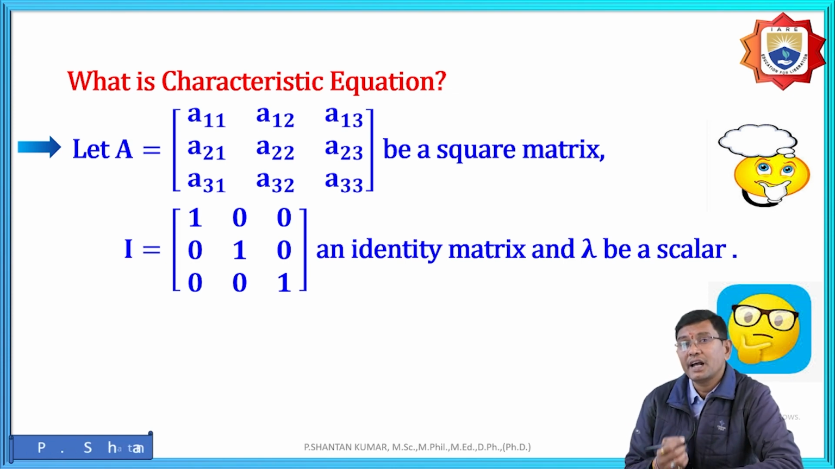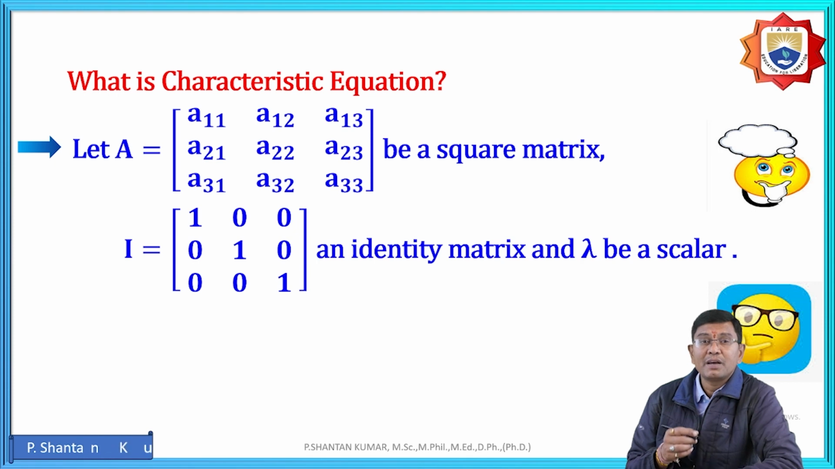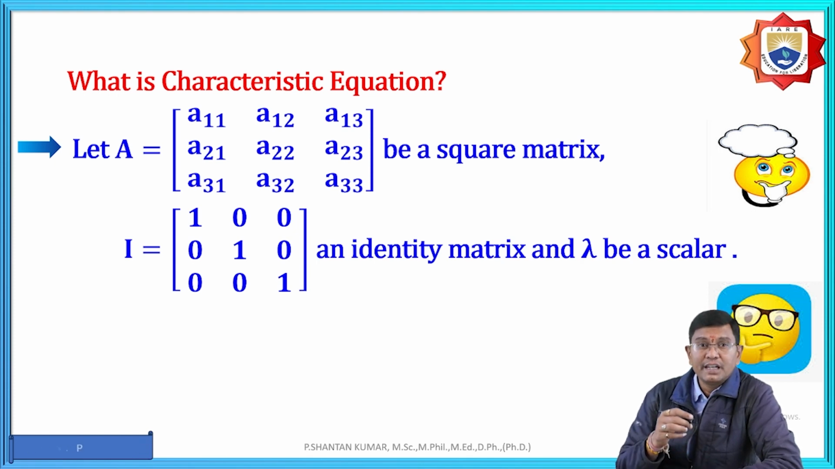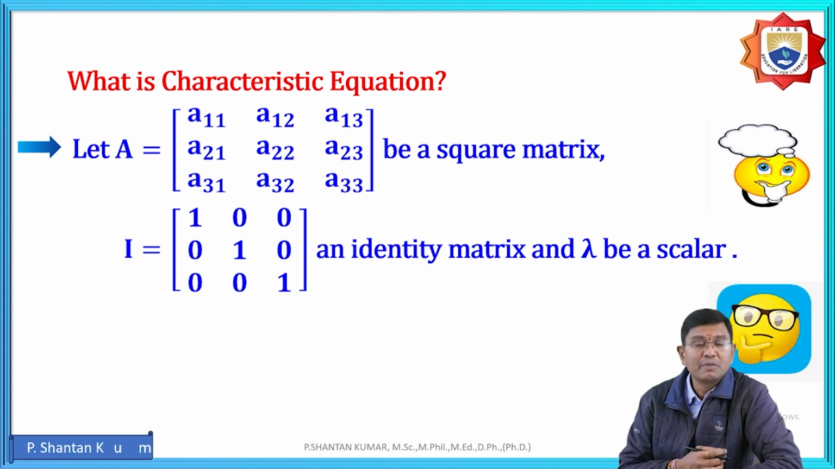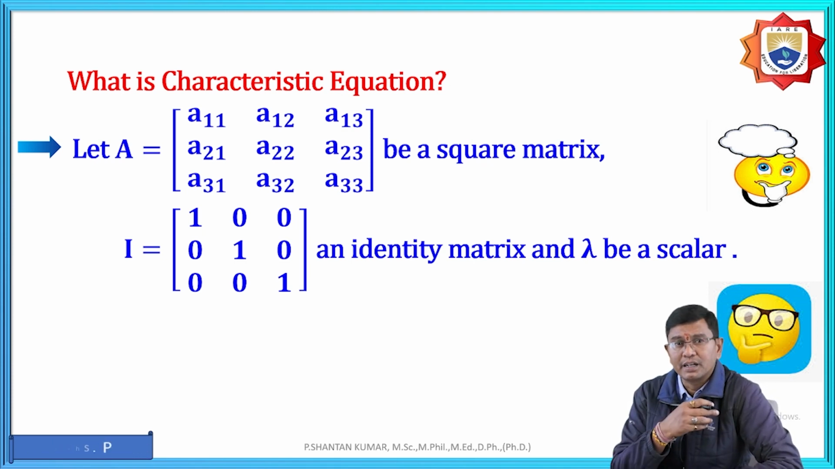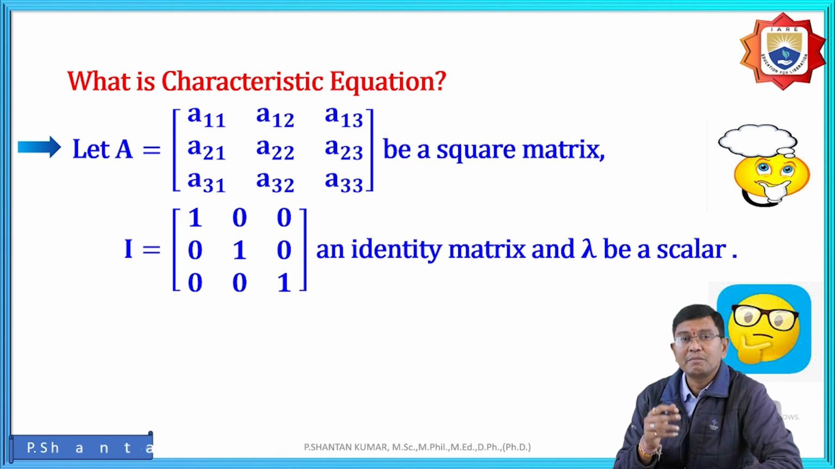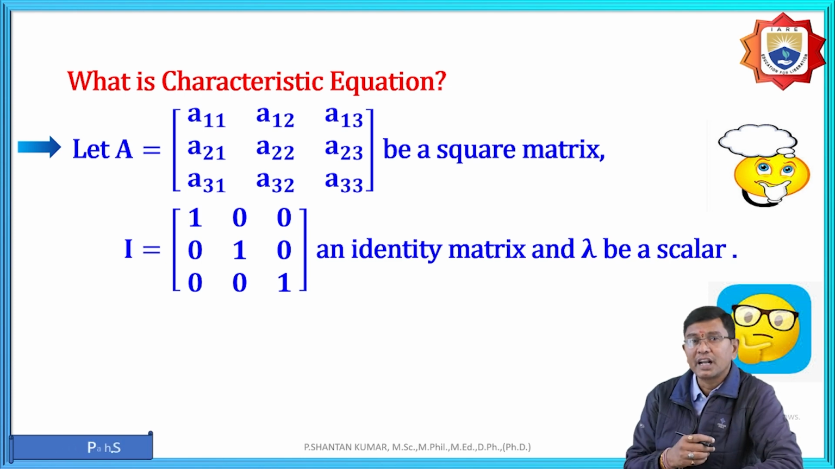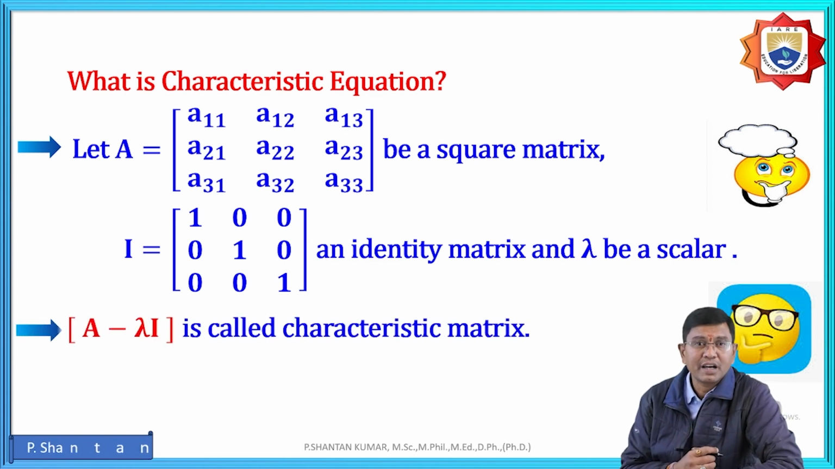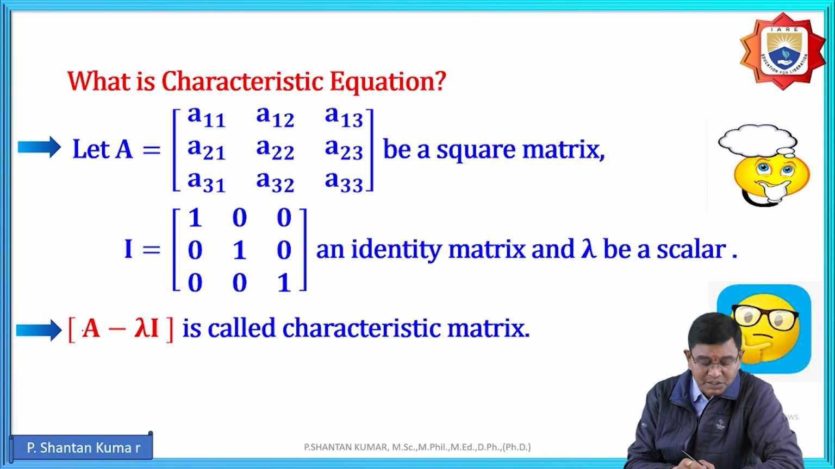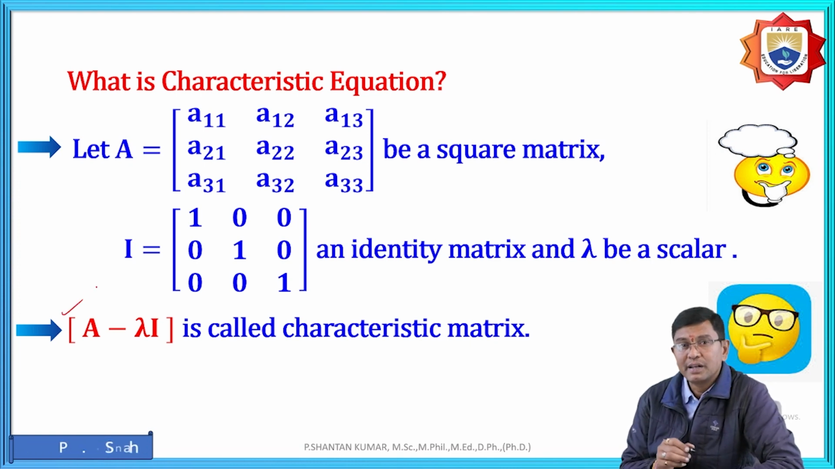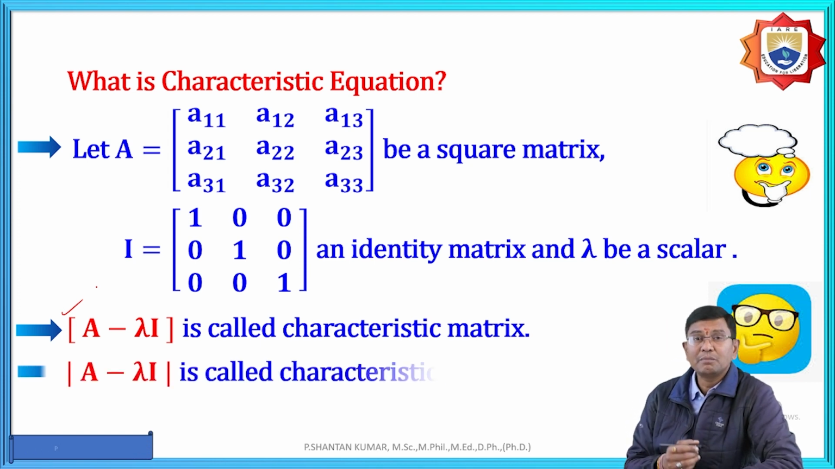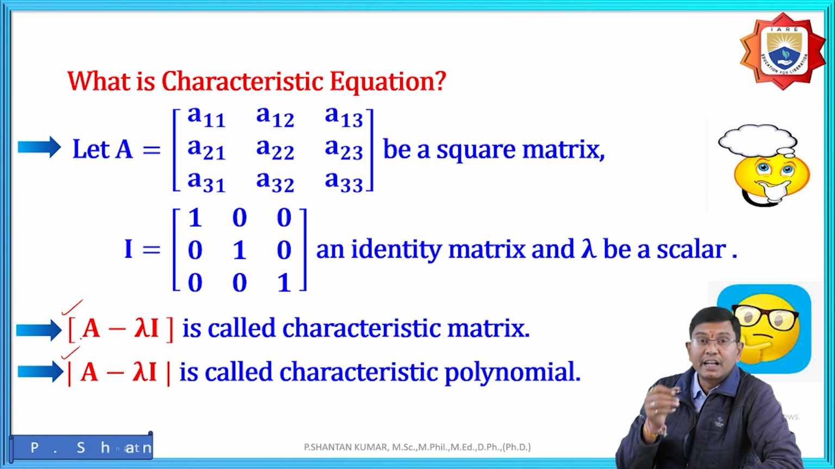And let lambda be any scalar. It is assumed here to be a 3 by 3 matrix, and similarly we can consider any 2 by 2 or 4 by 4 matrix, with the corresponding unit matrix, and lambda any scalar. Based on A, I, and lambda, A minus lambda I is the matrix notation, and it is called the characteristic matrix. Based on this we need to find the determinant.